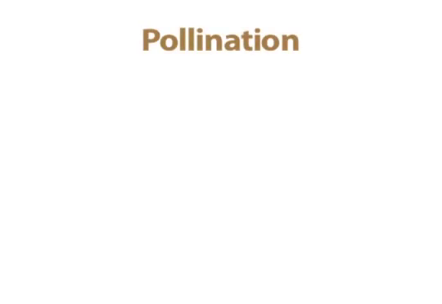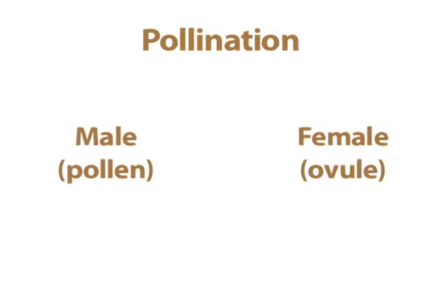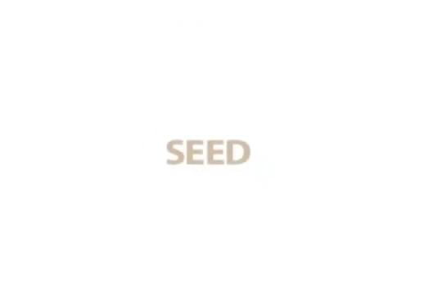Pollination is the journey made by the male's pollen to the female's style or stigma, so that it can then penetrate the ovary and fertilize the ovule. Fertilization occurs when the pollen joins with the ovule and produces a seed.